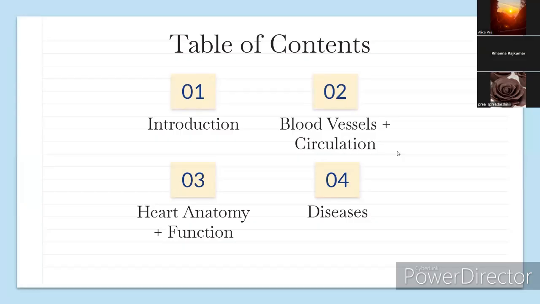So a quick table of contents for what we're going to be covering today. We're going to start off with a quick introduction to the cardiovascular system. Then we're going to talk about blood vessels and circulation, heart anatomy and function, and then diseases.